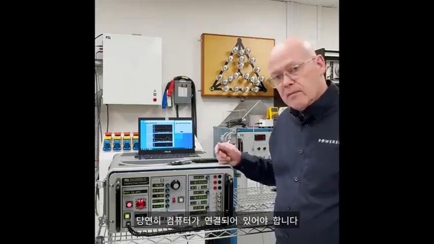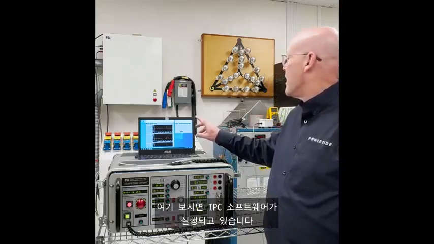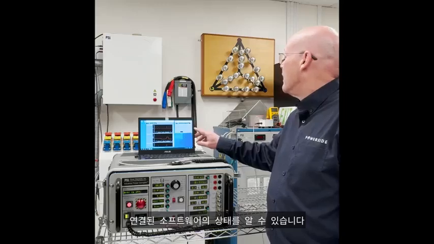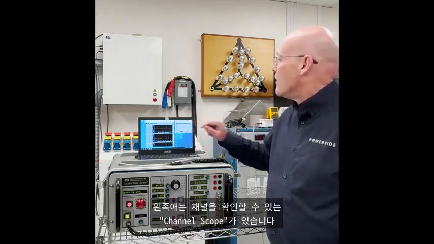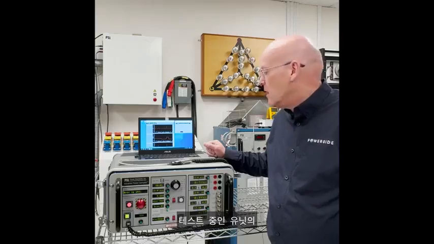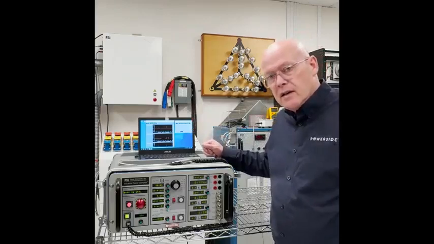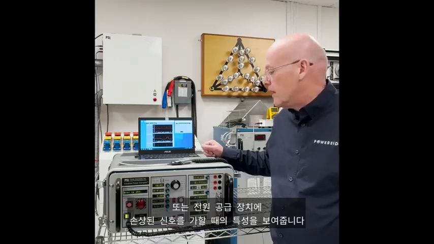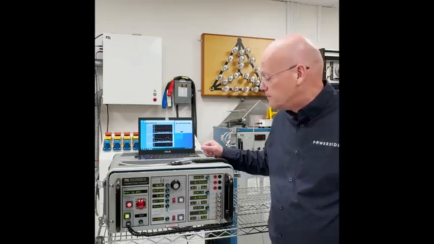Clearly you need to have a computer connected, and here we have the IPC software up, which tells you the status of the connected software. And then on the left here, channel scope, which shows you the characteristics of the unit under test when you impose a sag or when you impose a corrupt signal to the power supply.